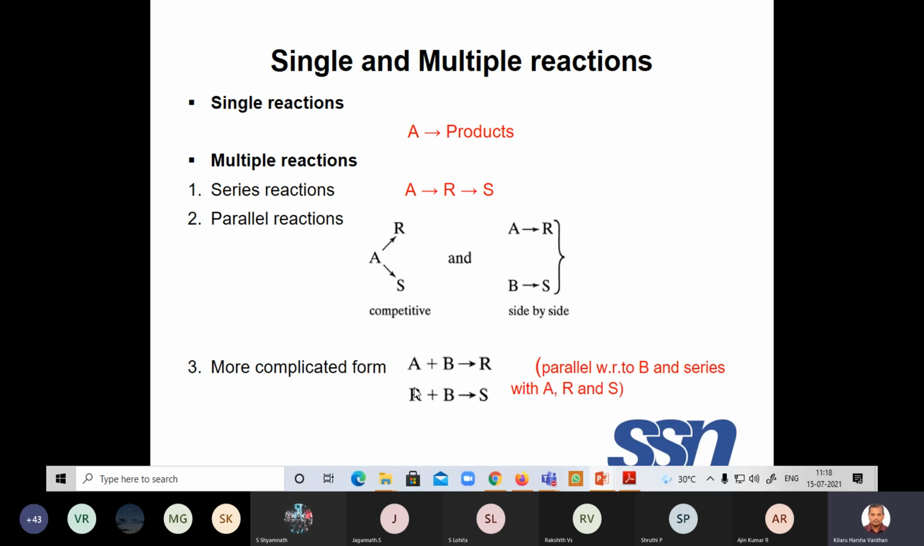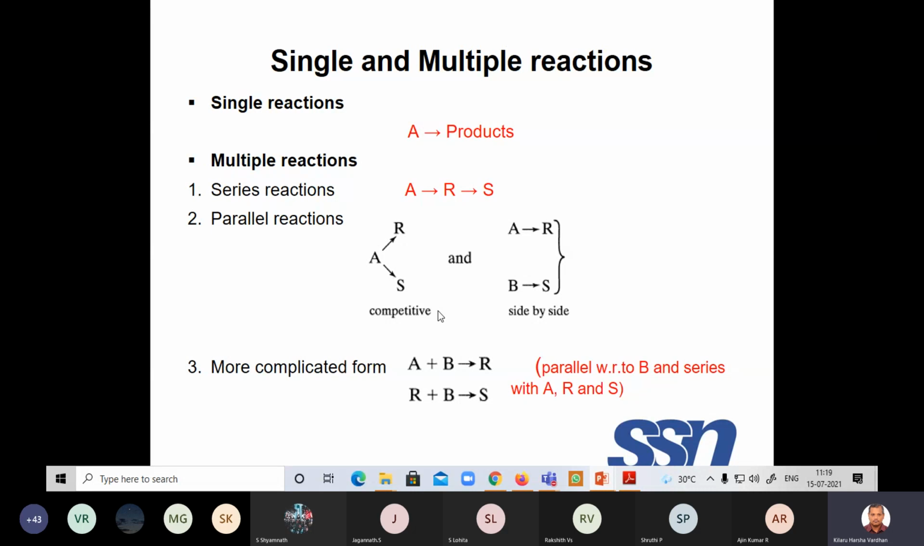There can be a more complicated system, where parallel and series combinations will come. A plus B is giving R. Again, this component which is formed reacts with another B, one more reactant, to give you another product, S. If you see this kind of reaction, it is parallel with respect to B. The reaction is parallel with respect to B because from the same reactant you are getting two different products.